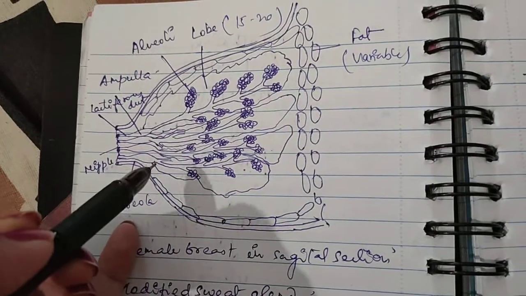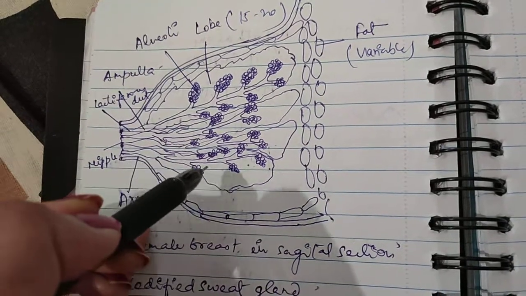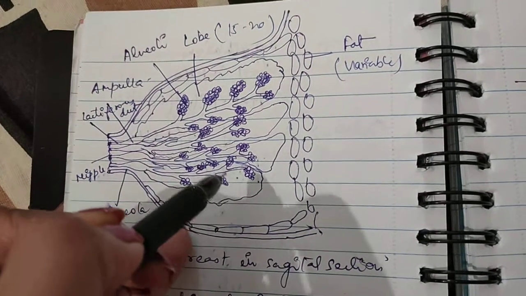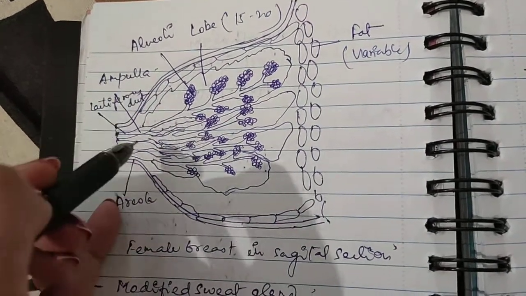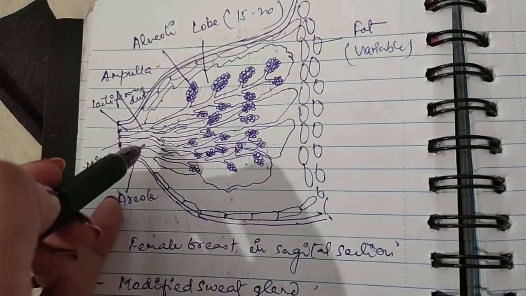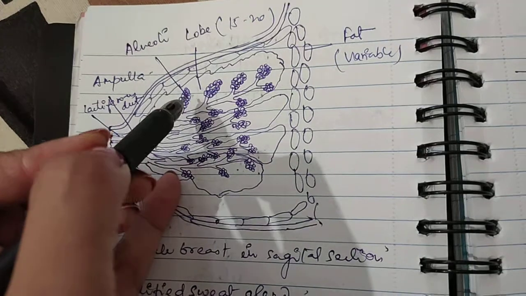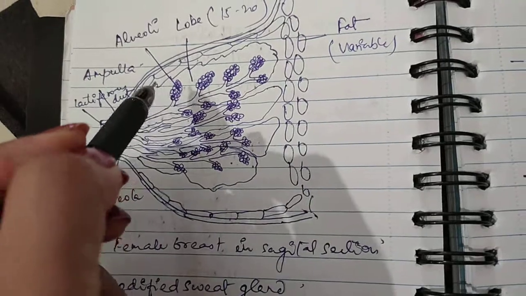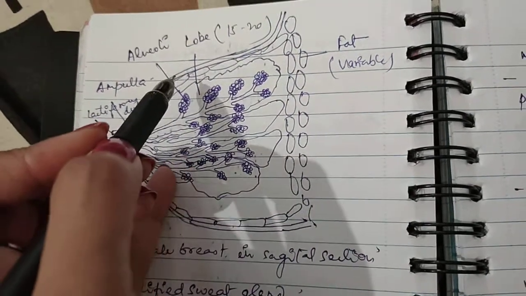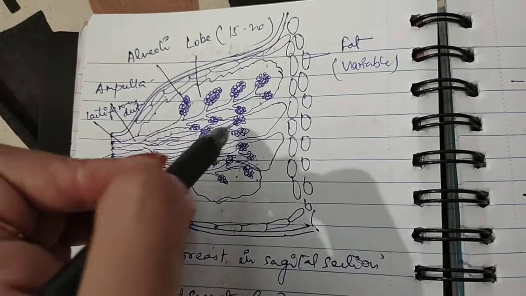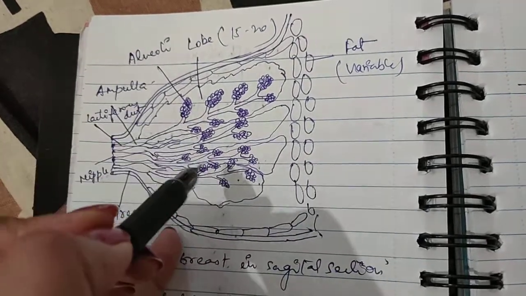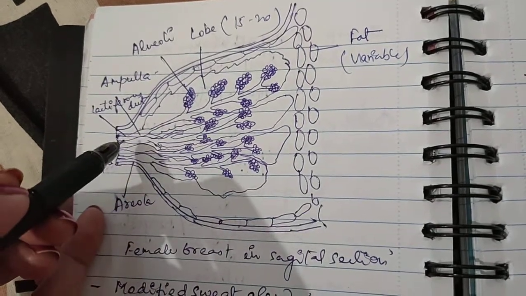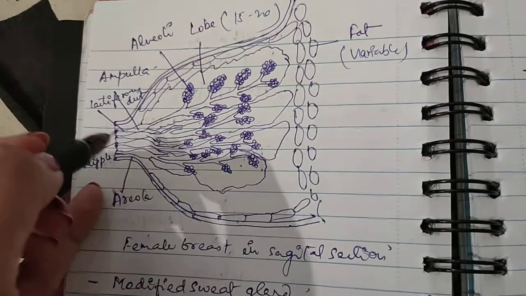and then there are some ducts which are known as lactiferous ducts, and they are full of milk. See here, then some broader area you can see here. This is ampulla. These are the alveoli, and these alveoli are full of that milk. Then these are the lobes. There are so many lobes in which so many alveoli are present, and which open into ampulla and then lactiferous ducts. This is a nipple.